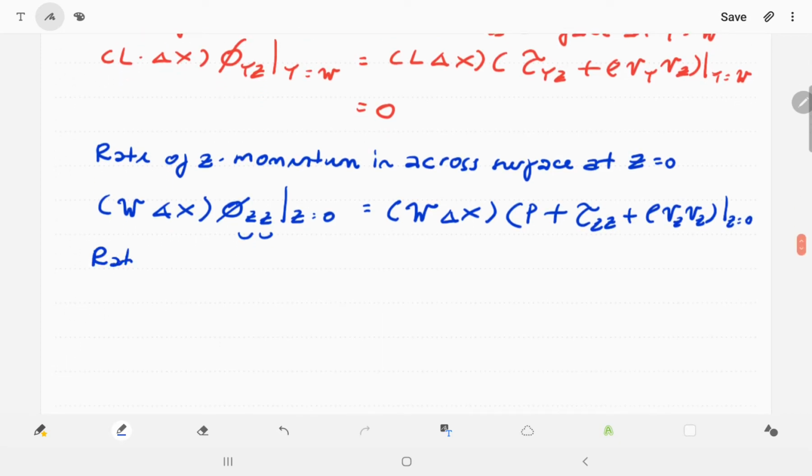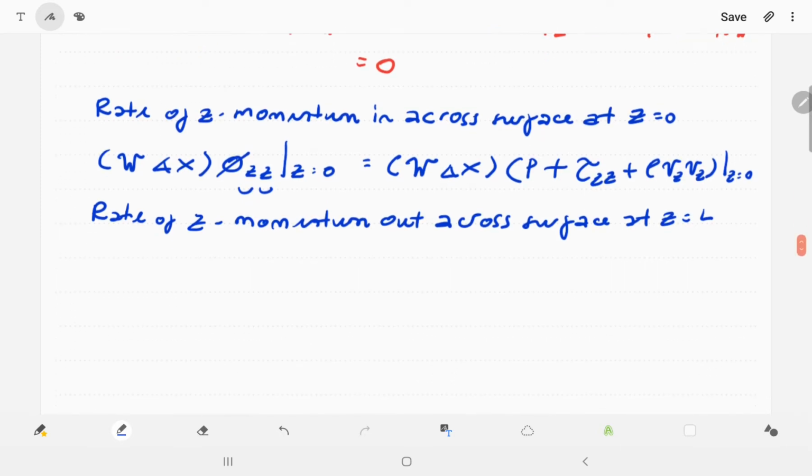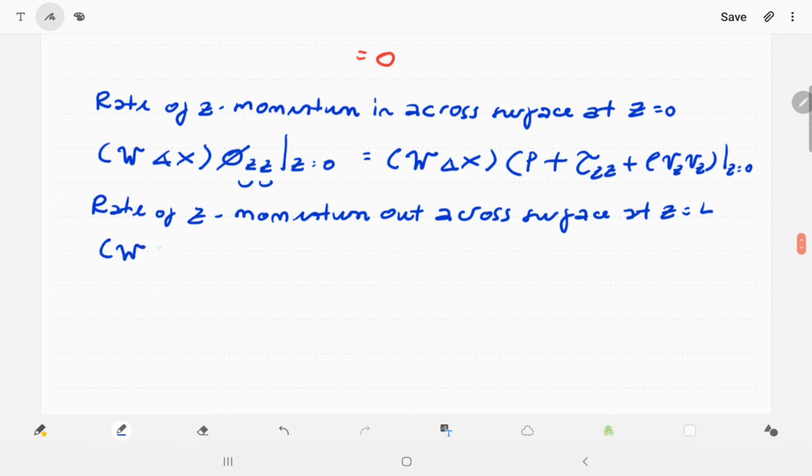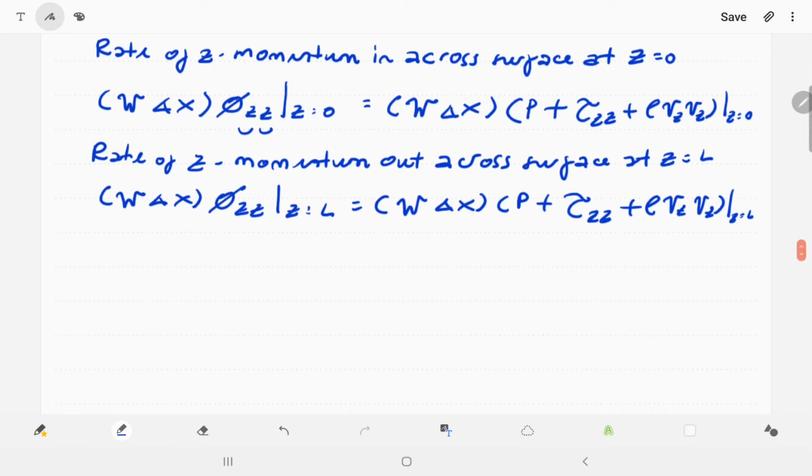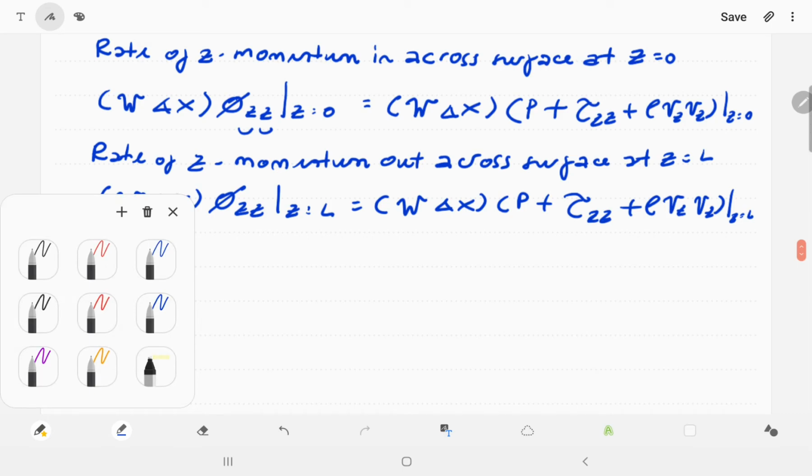Okay, and then it's the same with the rate of Z momentum out across the surface at Z equal L. The same surface area is used again here, W delta X multiplied by this ZZ at Z equal L, W delta X, pressure plus tau ZZ plus rho VZ at Z equal L. Okay, so we are done with this Z momentum in the Z direction.